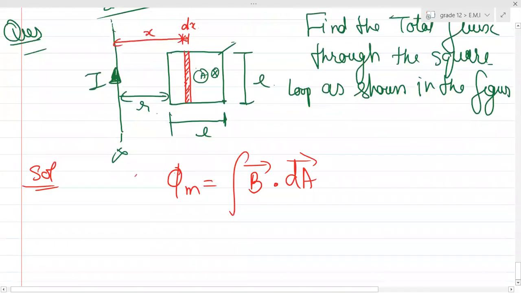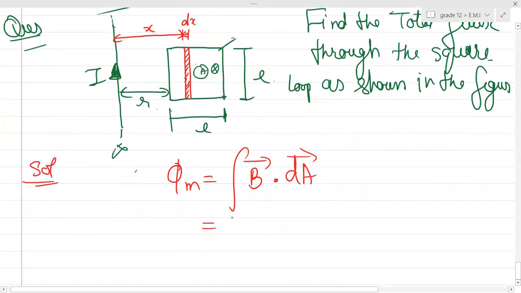So can you see over here? B is how much? mu naught by 4 pi. What is the magnetic field due to a wire? Arya, what is the magnetic field at a distance x away from a straight wire?